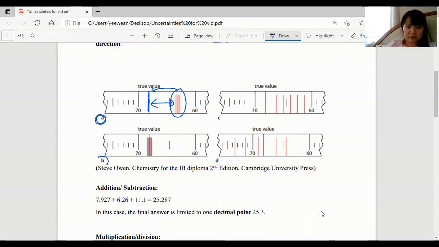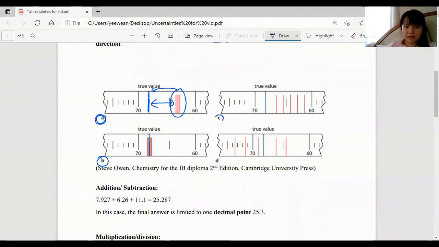Next picture, B. It's precise. The red lines are close together, meaning when we repeat the experiment, we get the same value again. And it's also very close to the true value. The true value is over here. So it's of high accuracy and high precision.